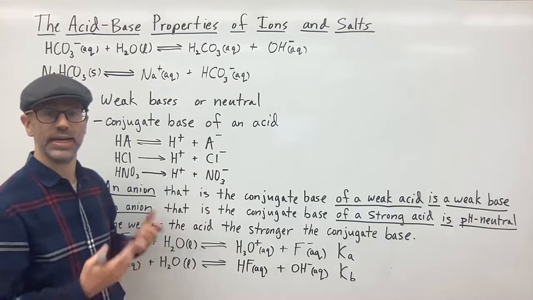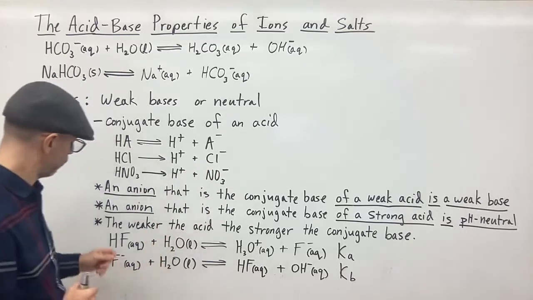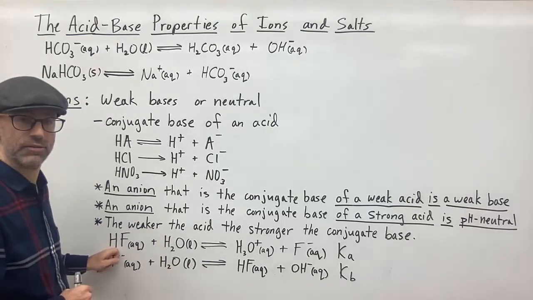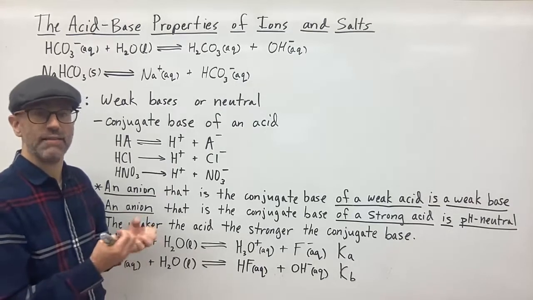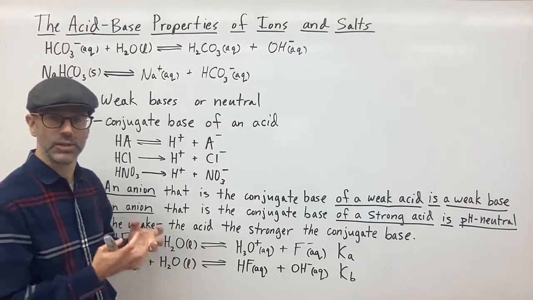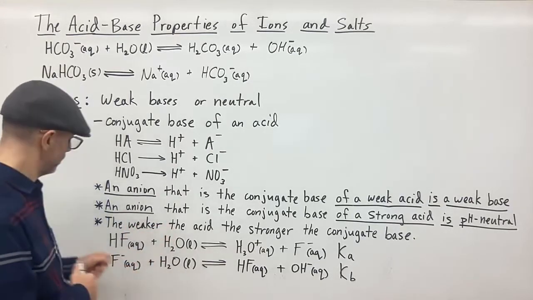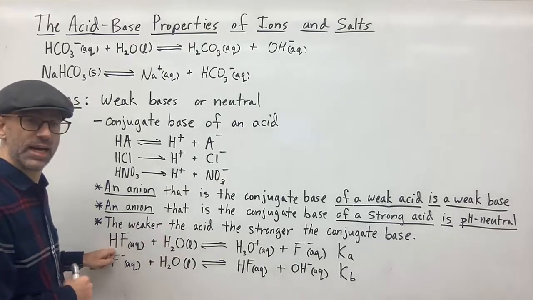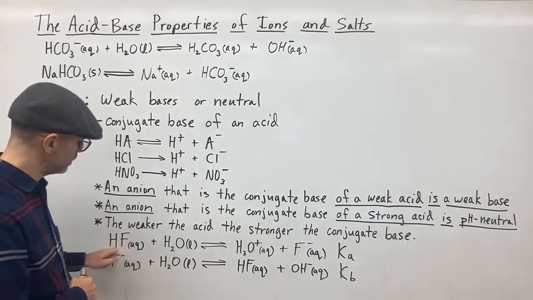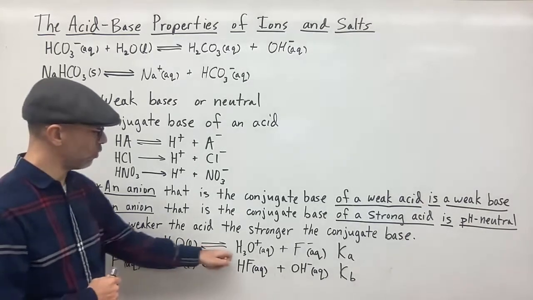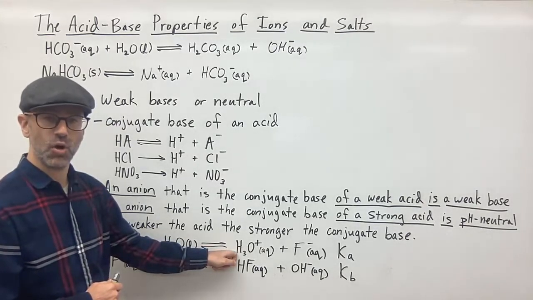Now take a weak acid. If we take a weak acid like HF, the fluoride ion does have a very strong affinity for H plus. So it's going to hold on to this H here. It's not going to let it go very easily in water. So very little of this is going to ionize in water to form the H3O plus.